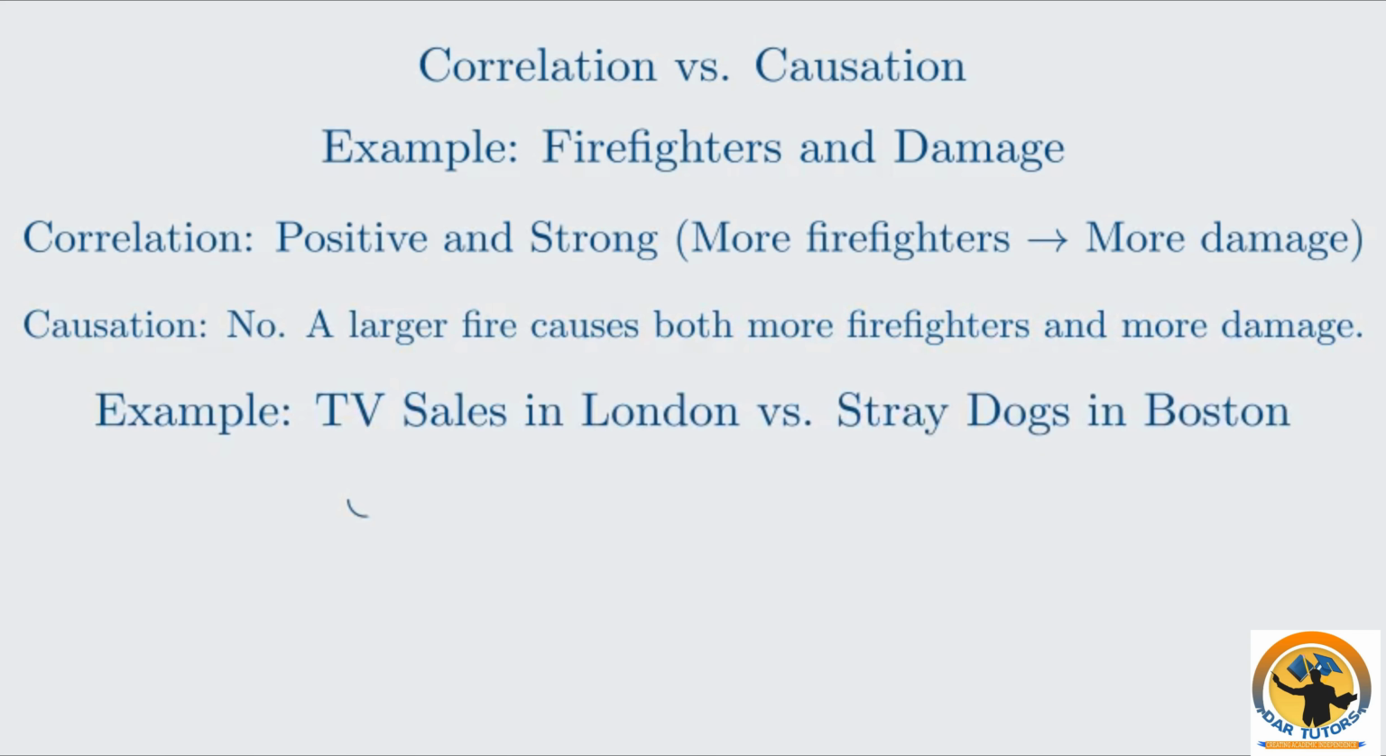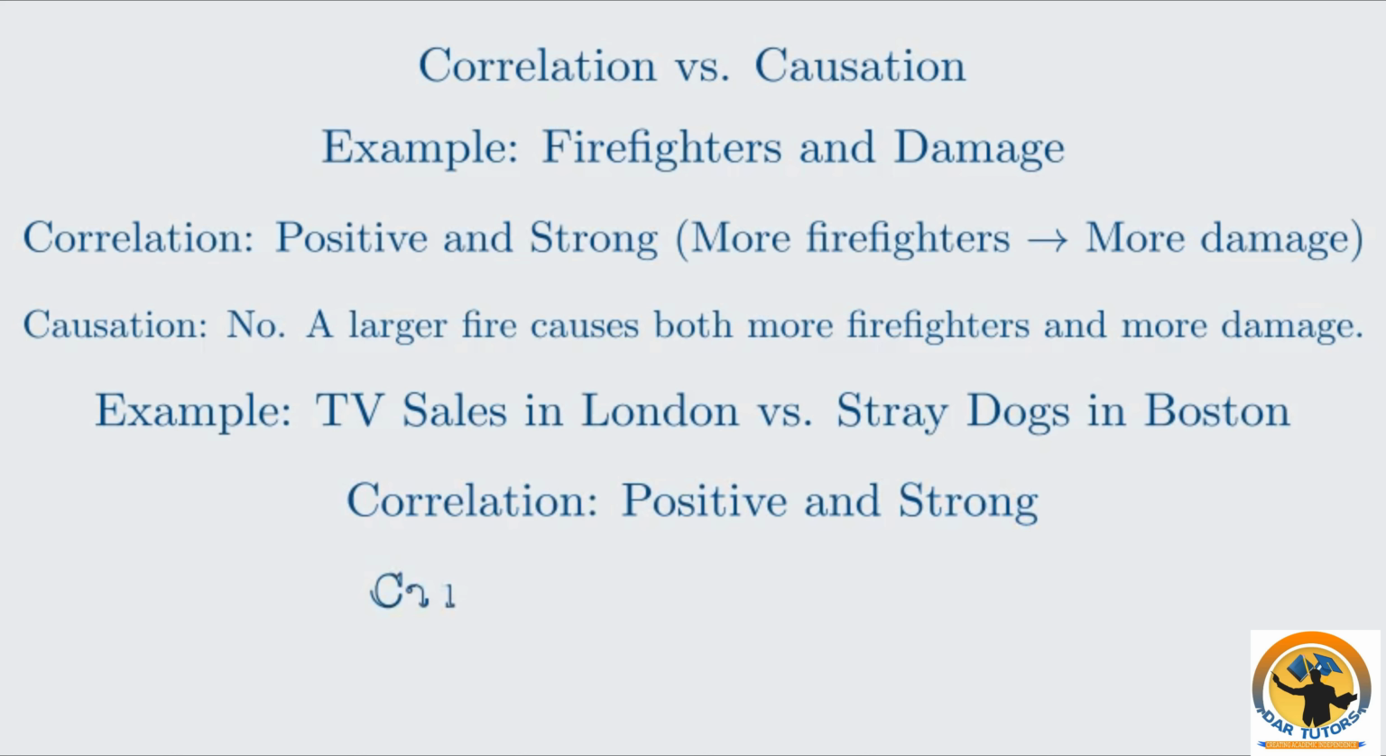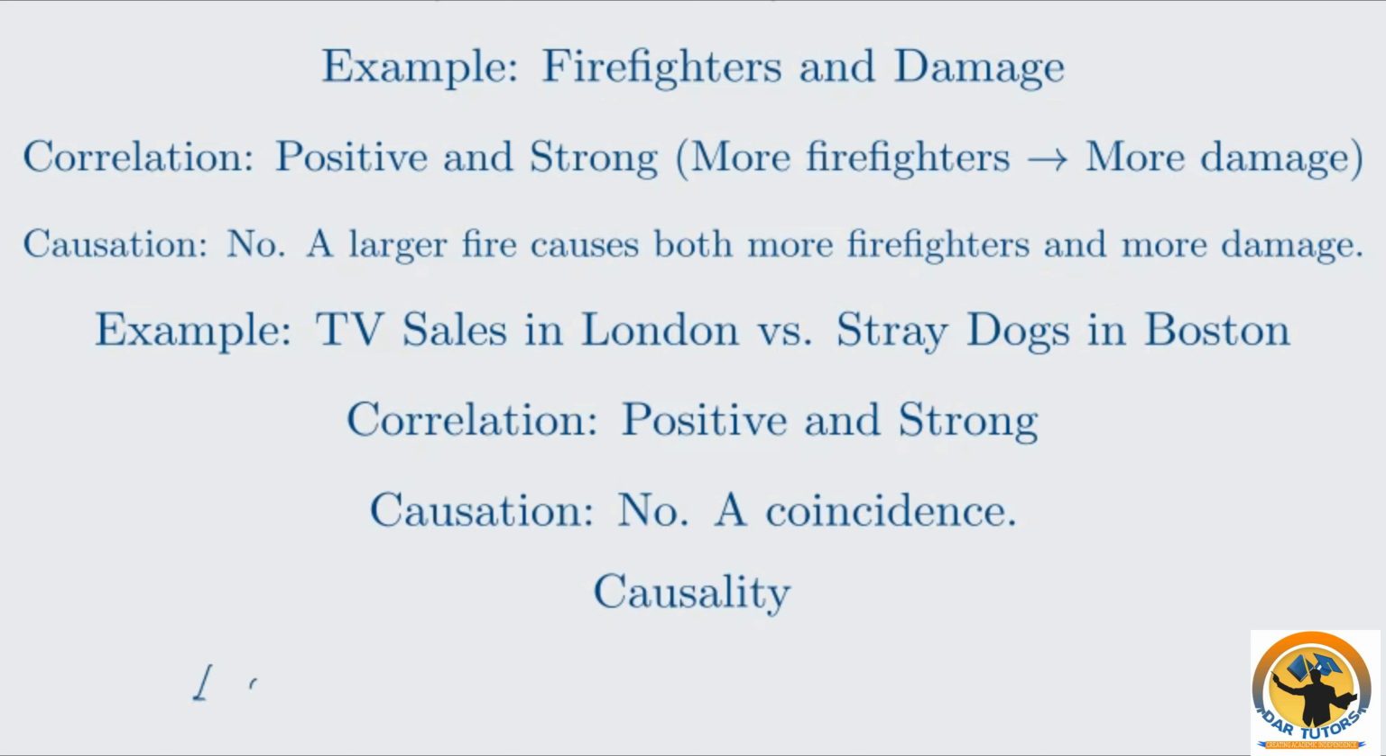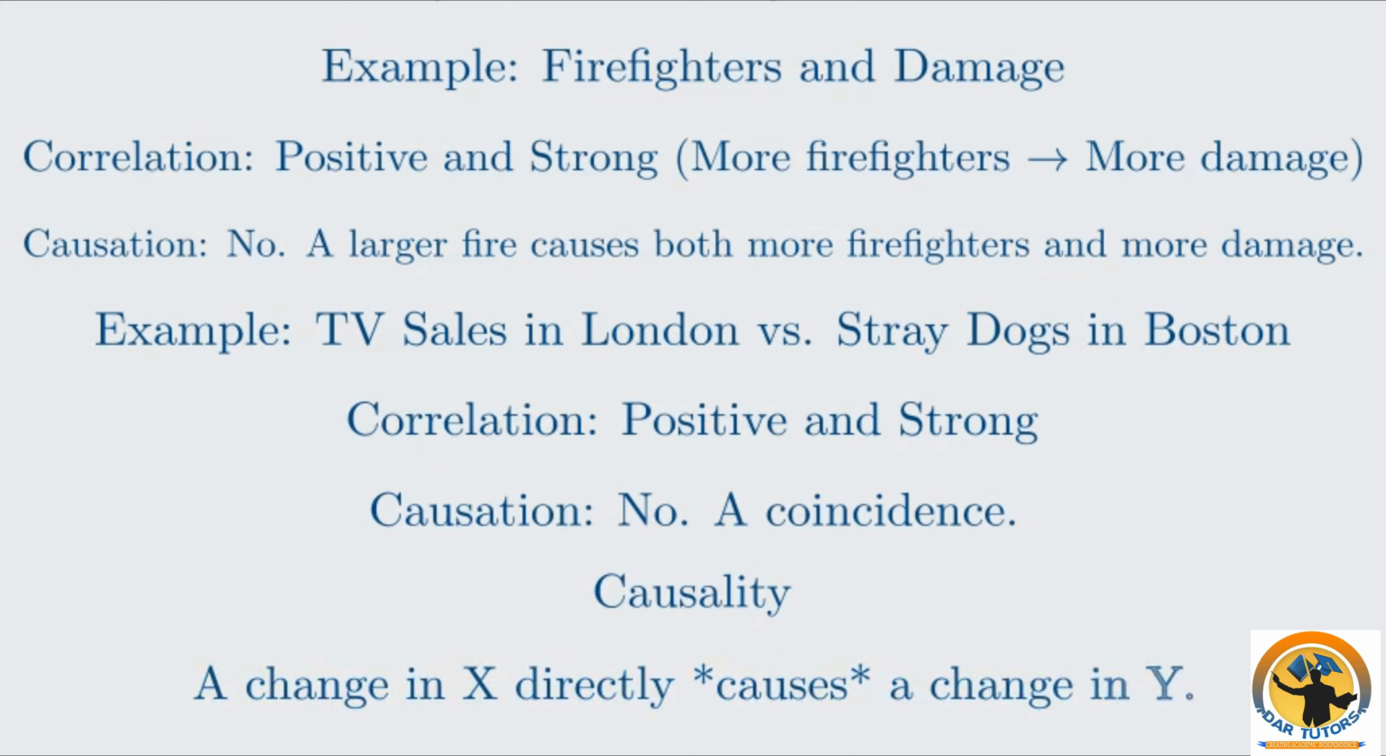Another fascinating example. The number of television sets sold in London was found to be strongly correlated with the number of stray dogs collected in Boston over several years. This is clearly a coincidence. There's no causal link whatsoever. It's crucial to evaluate these relationships with critical thinking, not just raw numbers. A causal relationship exists only if a change in one variable, the explanatory variable, causes a change in the other, the response variable.